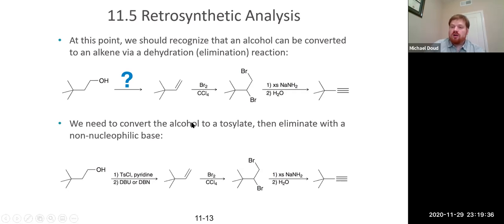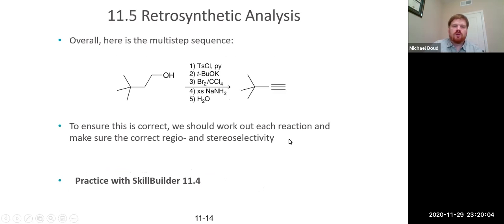So now we've got our synthesis reaction all down. We know the first thing that we have to do is we tosylate the alcohol and then deprotonate it to give us the elimination reaction. Once we have the alkene, then we just halogenate it using bromine in CCl4. And then once we have the dihalide, we use excess sodium amide first, then use water to protonate it after you make the alkyne. So overall, that gives us a 5-step sequence, just like this.